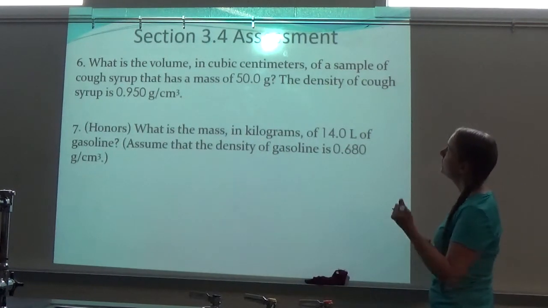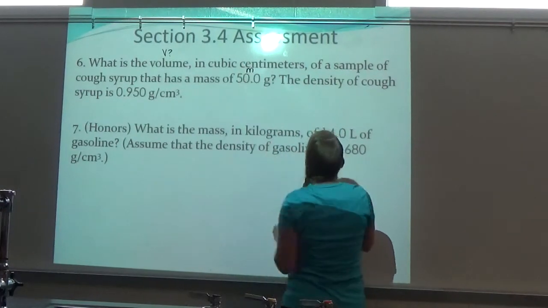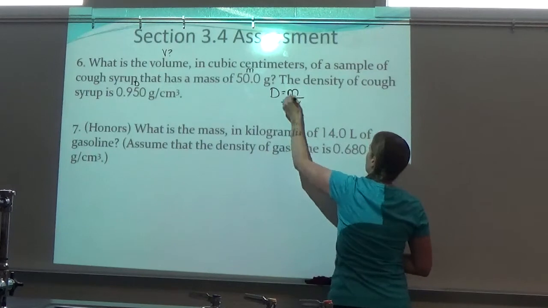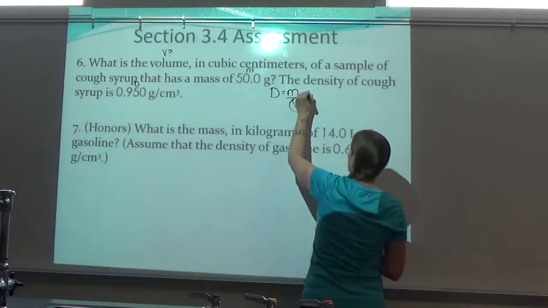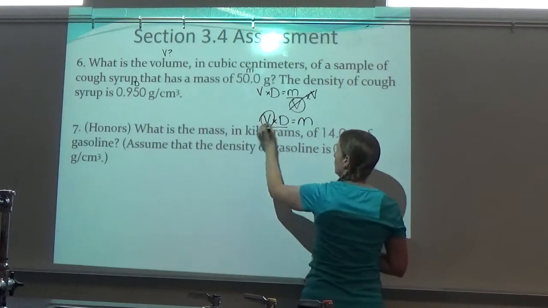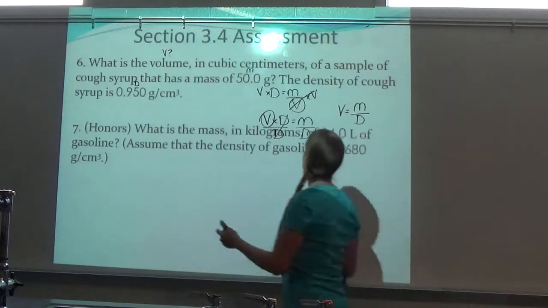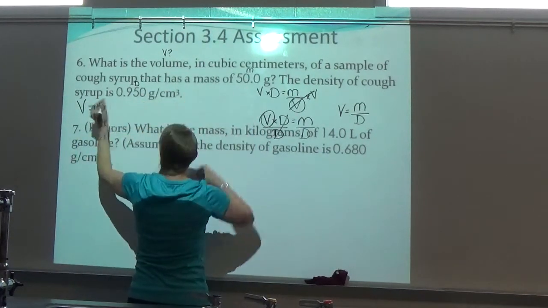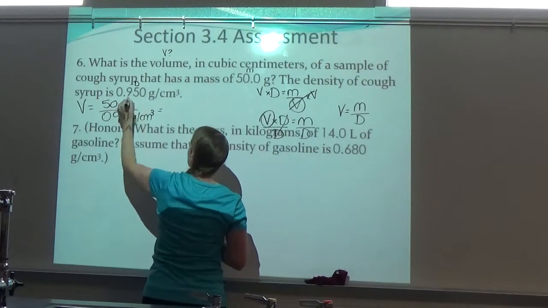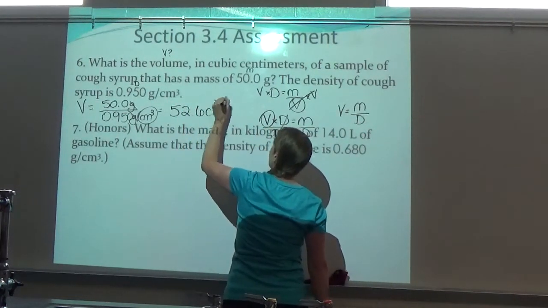So it says, what is the volume in cubic centimeters, so we're looking for volume, of a sample of cough syrup that has a mass of 50 grams. The density is 0.95 grams per centimeter cubed. All right, so remember, density equals mass over volume. We're solving for volume, so the first thing we need to do is get volume in the numerator. So I'm going to multiply both sides by volume. So see now, volume times density equals mass. I'm still trying to get volume alone, so I'm going to divide both sides by density. So volume equals mass over density. Once I know that, I can solve the problem. So volume equals mass, which is 50 grams, divided by density, which is 0.95 grams per centimeter cubed. So if you look, those grams cancel. I'm left with centimeters cubed in my answer, and when I solve, it's 52.6 centimeters cubed.